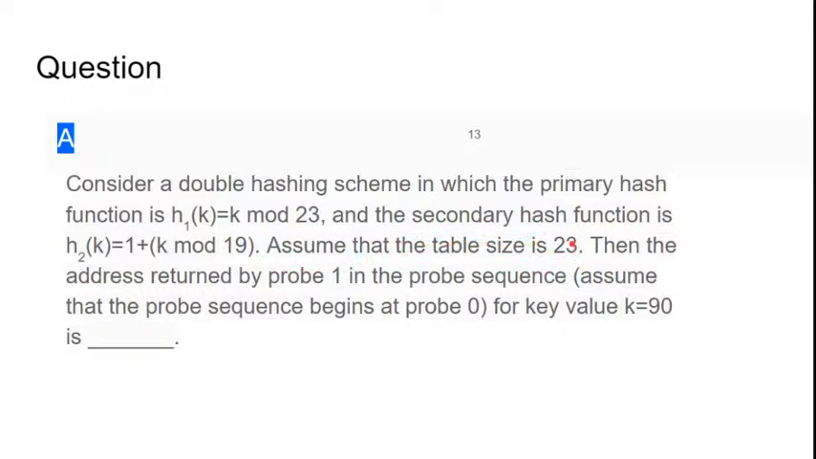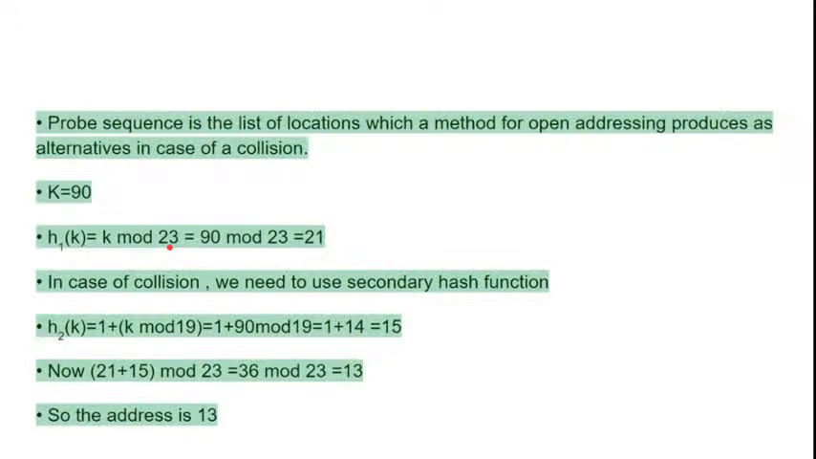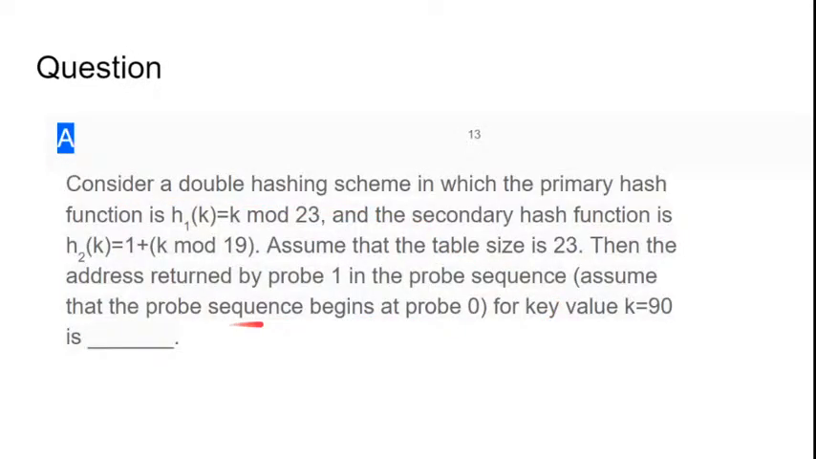Assume that the table size is 23. Then what is the address visited by probe 1 in the probe sequence, assuming that the probe sequence begins at probe 0, for a key value k equal to 90? The table size is 23. Here the probe sequence is a method for open addressing that produces alternative locations in case of collisions.